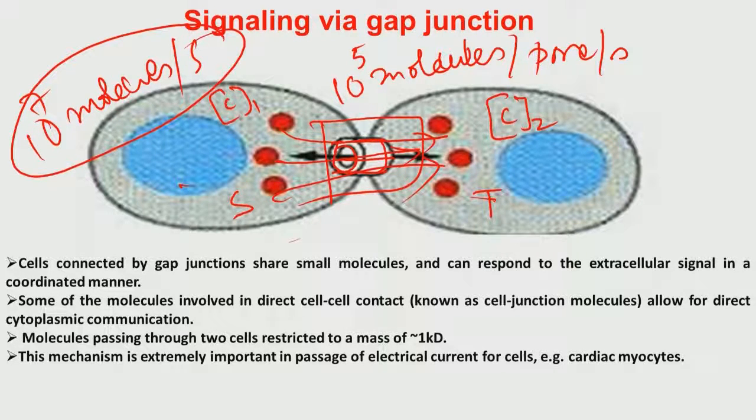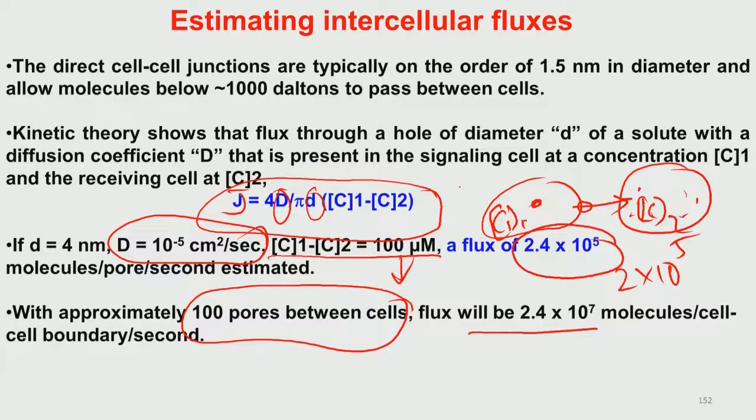This very simple estimate also tells you that a huge traffic of signaling molecules will pass from one source cell to one target cell. These kinds of numbers are important so that you can understand how signaling processes can influence the way cells function in their neighborhood.